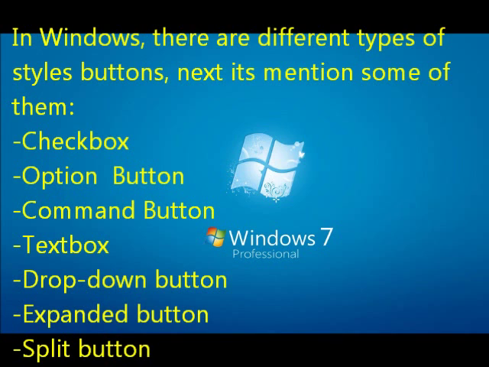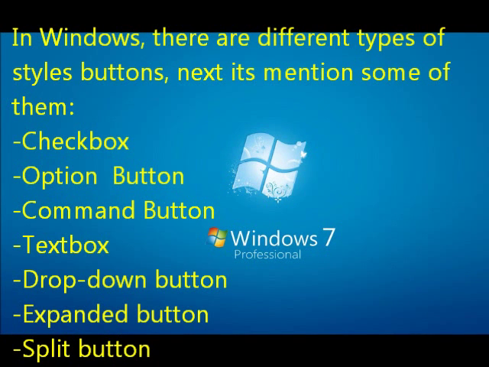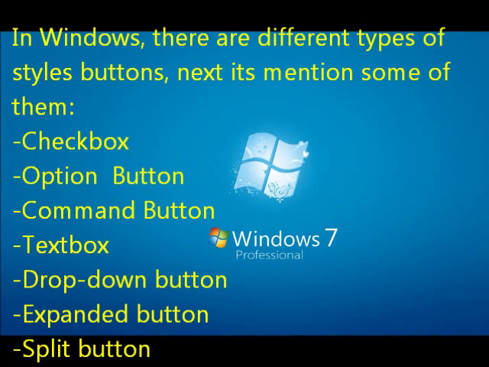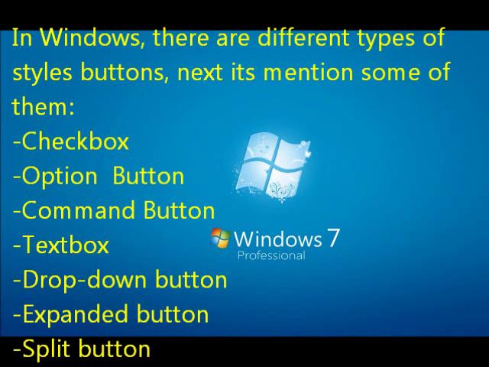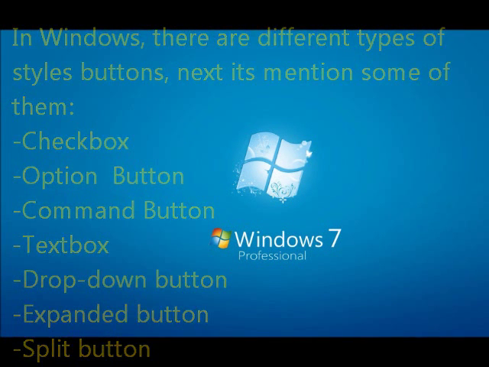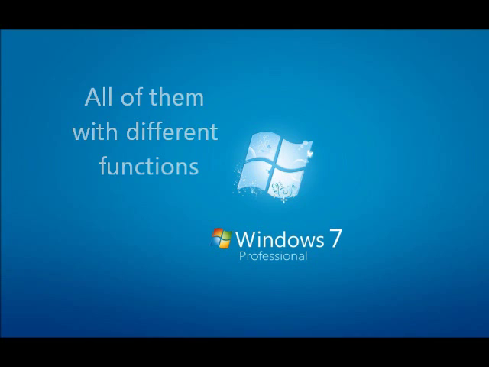In Windows, there are different types of styles of buttons. Next, some of them are mentioned: checkbox, option button, command button, text box, drop down button, expanded button, split button, all of them with different functions.